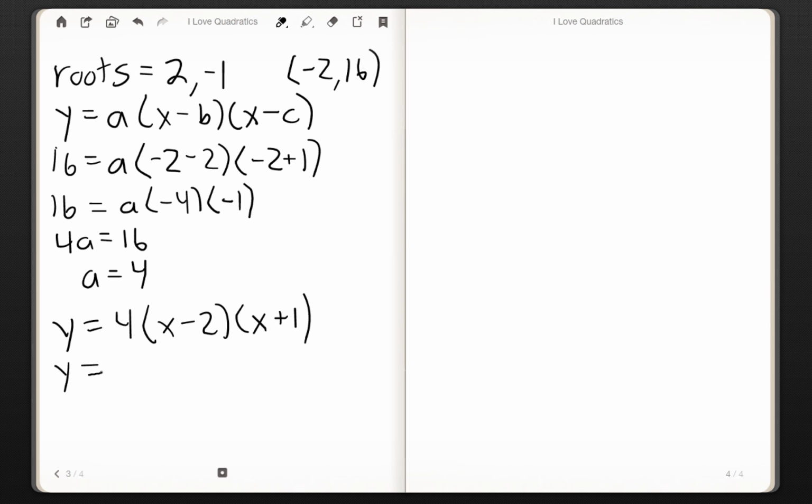In standard form, this is going to be 4 times x squared minus x minus 2. So 4x squared minus x times 4, so minus 4x, minus 2 times 4 is minus 8.